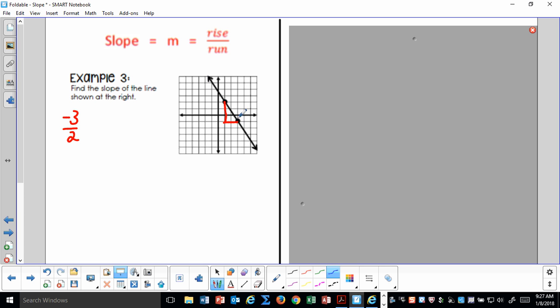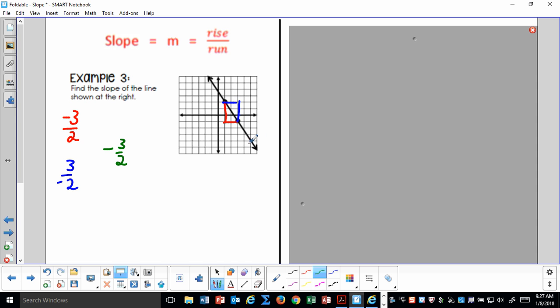We could have also started from the bottom point and rise 1, 2, 3, a positive 3, and run to the left 2, which is -2. So the slope of this line can be written as -3 over 2, 3 over -2, or we could put the negative sign in front, -3 over 2. They all indicate the same thing.